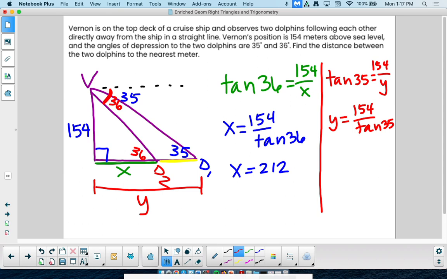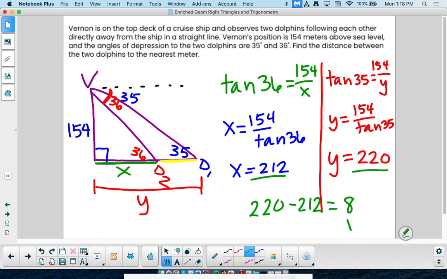Should be like 8 meters apart. I think that sounds like what we should get. I don't remember though off the top of my head. So what did you guys get for y here? 220. And then what do we do to 212 and 220? Subtract. So what should we get? 8. So 8 meters. So that really wasn't that bad. It really wasn't that bad.